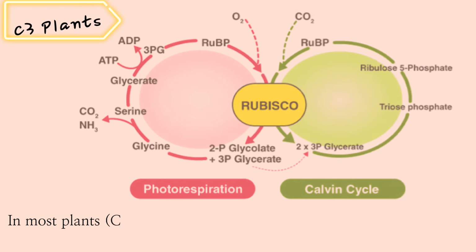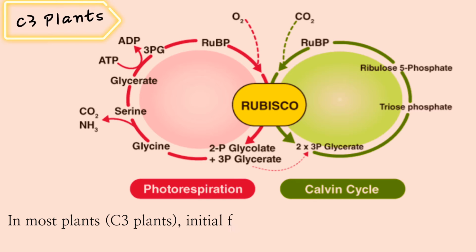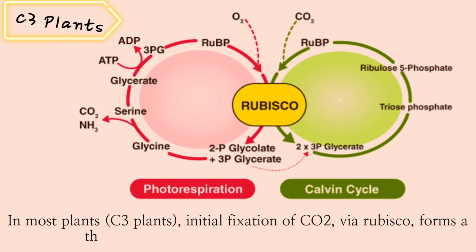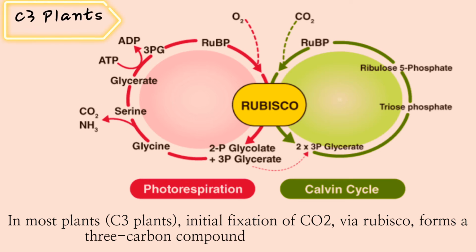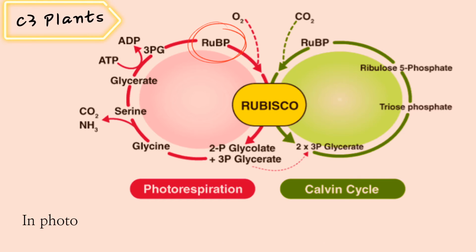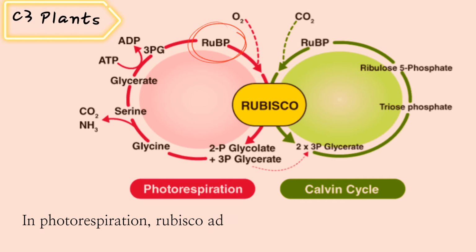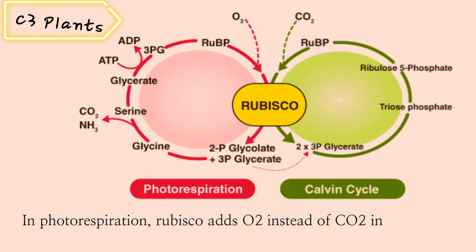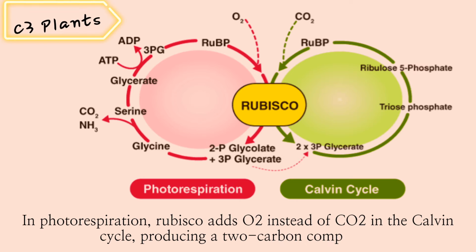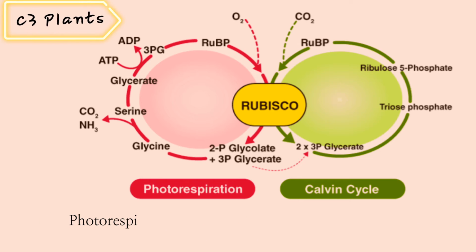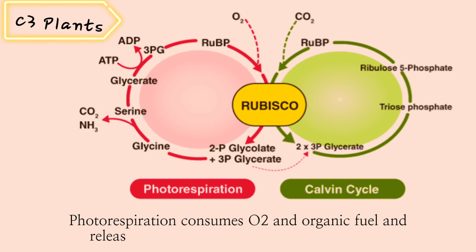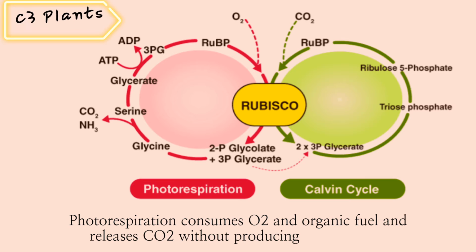In most plants, C3 plants, initial fixation of CO2 via Rubisco forms a 3-carbon compound called 3-phosphoglycerate. In photorespiration, Rubisco adds oxygen instead of carbon dioxide in the Calvin cycle, producing a 2-carbon compound. Photorespiration consumes oxygen and organic fuel and releases carbon dioxide without producing ATP or sugar.